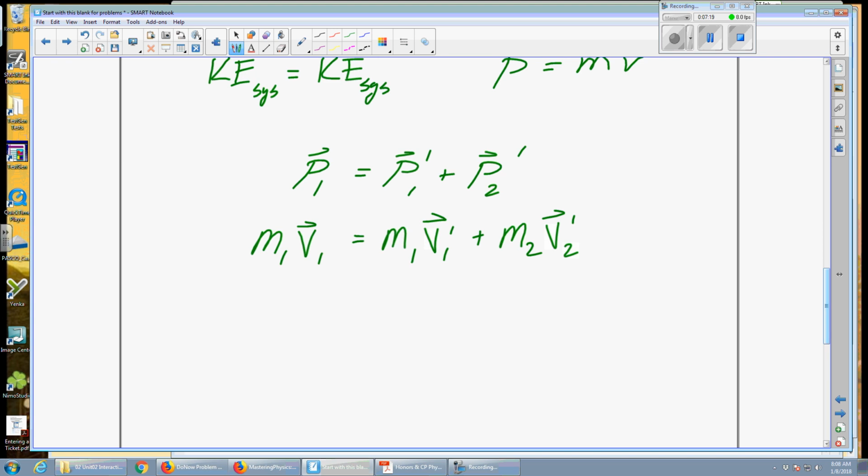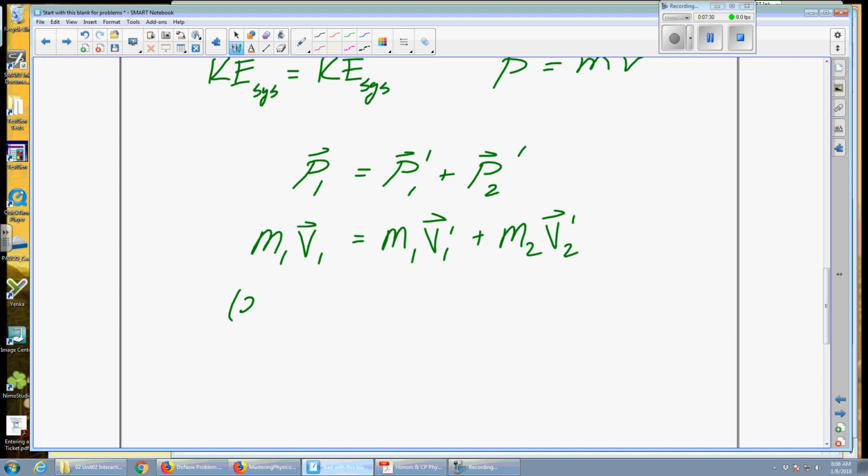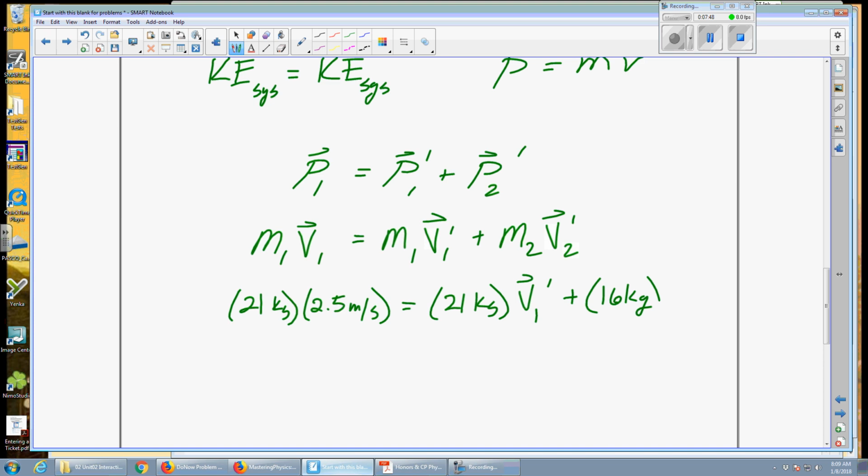And let's see, what do I know? I know the masses, what are they? 21 and 16, and I know V1, for me it's 2.5. Question. 21 kilograms, positive 2.5 meters per second. 21 kilograms, don't know. Don't know.